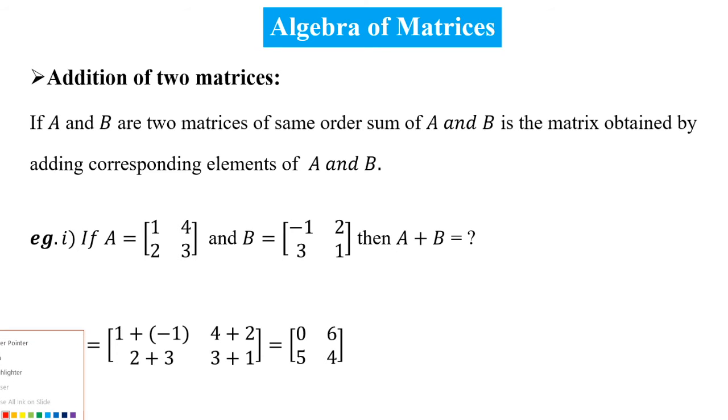Okay, let us use a laser pointer and see 1 plus minus 1, 4 plus 2, 2 plus 3, and 3 plus 1. So it becomes 1 plus minus 1 is 0, 4 plus 2 is 6, 2 plus 3 is 5, and 3 plus 1 is 4. So we get another matrix known as A plus B, and the elements are 0, 6, 5, 4.